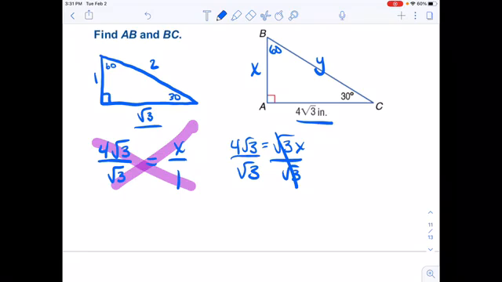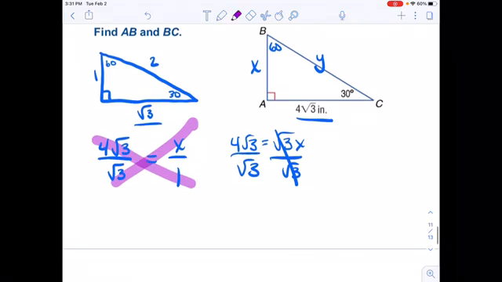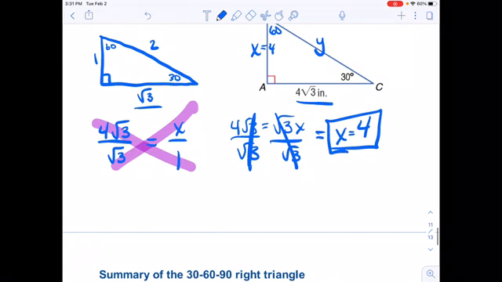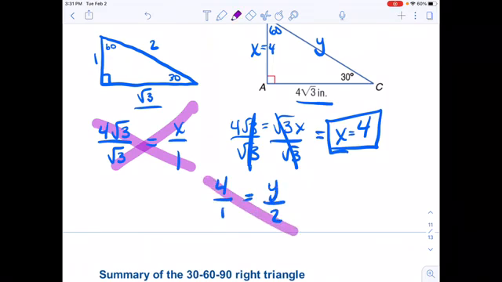A lot of you probably just want to go ahead and try to rationalize this. But hey, if you can cancel something out before you rationalize, go for it. Root 3 over root 3 just cancels itself out. Whether you rationalize or you just cancel, you're going to get x equals 4. Once again, I am going to use that x equals 4 because it just makes my life easier. I know 4 over 1 equals y over 2. I can cross multiply to solve, and I get 8 equals y.